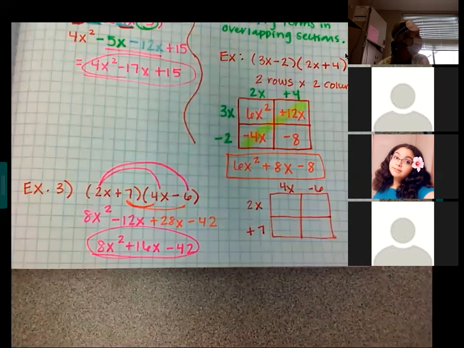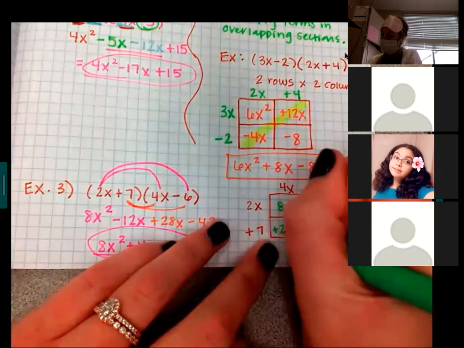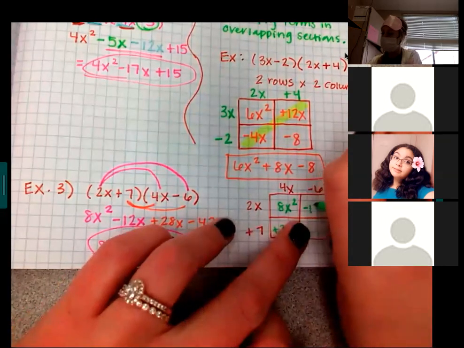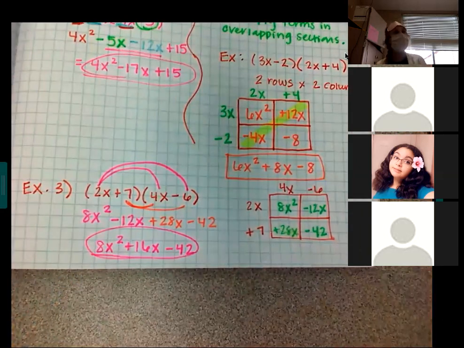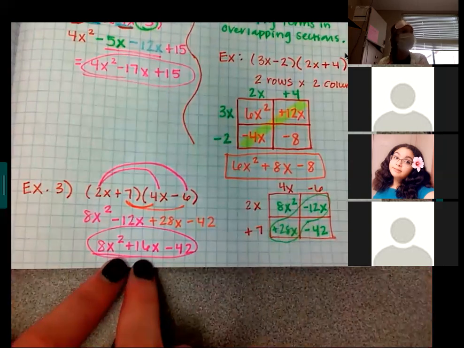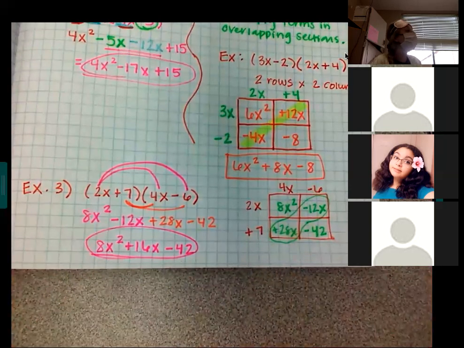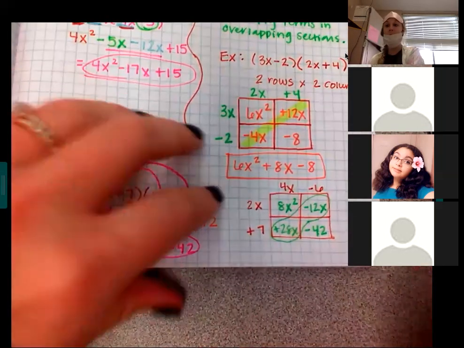Did y'all multiply in the boxes? Okay, so does everybody agree for this one you should get 8x squared plus 28x minus 12x, and then 7 times negative 6 is negative 42. And then look, you end up getting the same thing because negative 12 and positive 28 makes positive 16. So does it matter which way you do it? If you are a very smart, hardworking child, let me tell you what you'll do on your test. You'll do it one way and you'll check it with the other way so that you know if you got it right or wrong.